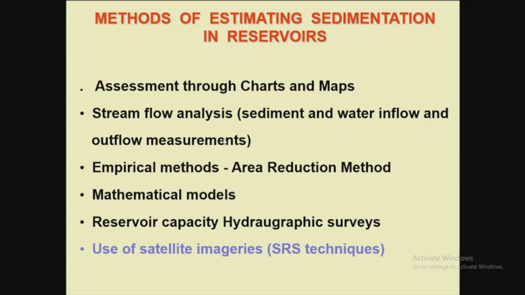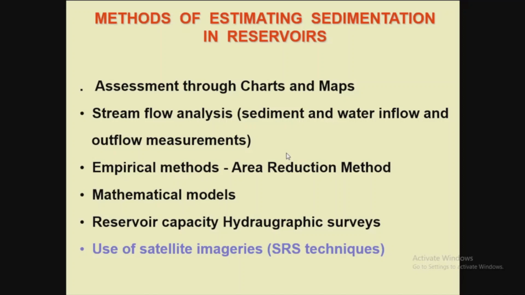Another is stream flow analysis, meaning the sediment which is incoming into the reservoir and outgoing from the reservoir, we have to measure. Third is the empirical method. There is an IS code for this, the area reduction method. You can use these methods because the Government of India, or Central Water Commission, or BIS, Bureau of Indian Standards, have divided the lake shapes, and based on the lake shapes and lake slopes, they have devised some method. From that also you can calculate how much capacity is encroached by sediment over the years.